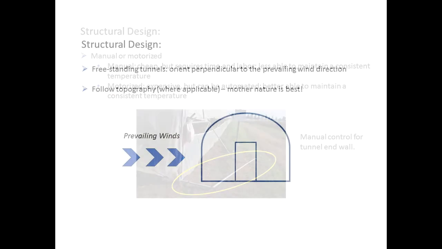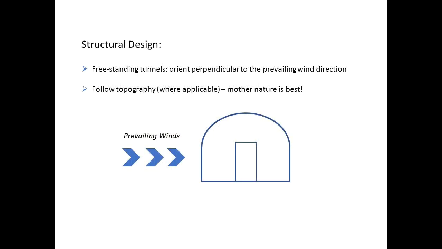Freestanding tunnels: orient perpendicular to your prevailing wind direction. The predominant air intake on a high tunnel is from the sides. So you want to be perpendicular to the wind direction in order to get the full advantage of the airflow into the tunnel from the sides. There are some people that will orient their structures such that the prevailing wind is coming from the north, where they open up the doors and just let the breeze carry the heat right out.